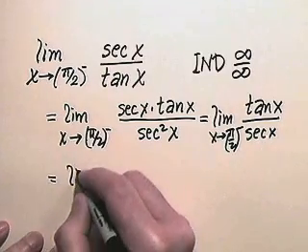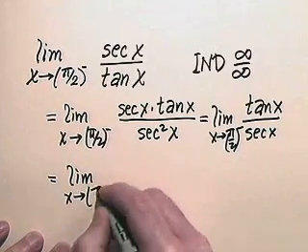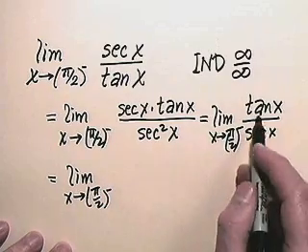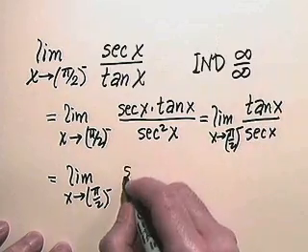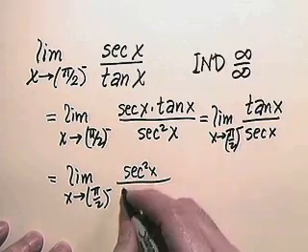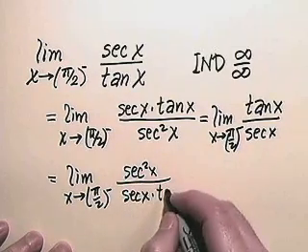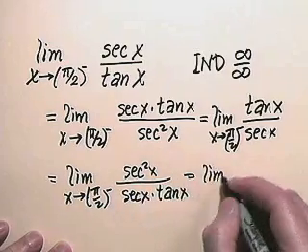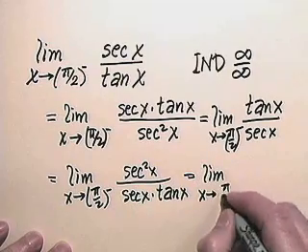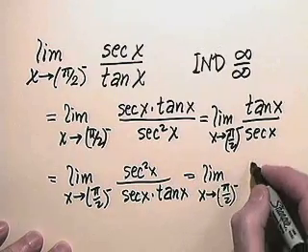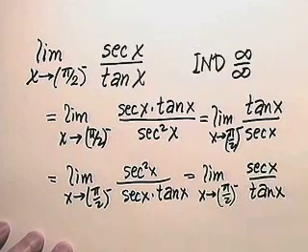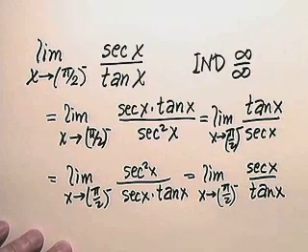Well, if I try it again, you can probably guess or realize I'm going to get back where I started from. Notice derivative of tangent is secant squared. Derivative of secant is secant times tangent. Cancel secants again. I'm left with the limit as x approaches pi over 2 from the left of secant x divided by tangent of x. And I'm exactly right back where I started from. L'Hopital's rule has not helped me at all.